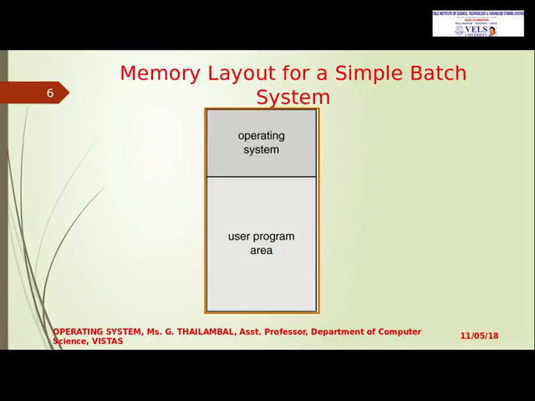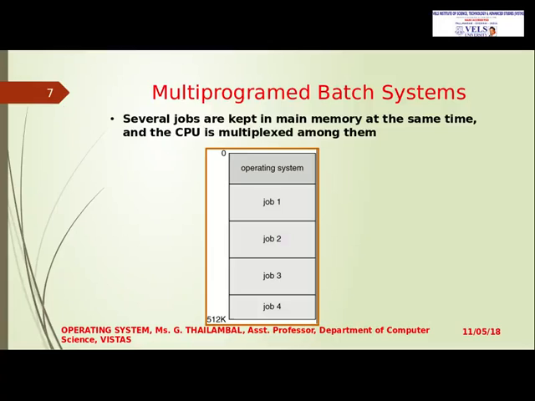And this is the memory layout for a simple batch system. A mainframe system can be divided into a simple batch system or a multi-programmed batch system. In a simple batch system you can have only one batch program in the user program area, which is controlled by the operating system. And this is the diagrammatic representation of the multi-programmed batch system. Here you see many jobs in the user area and one space for the operating system. The operating system helps the CPU multiplex between all the jobs stored in the user program area. That means many programs can be executed at the same time in the mainframe system.